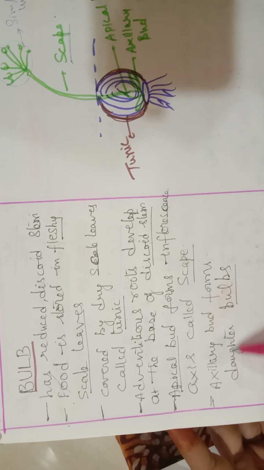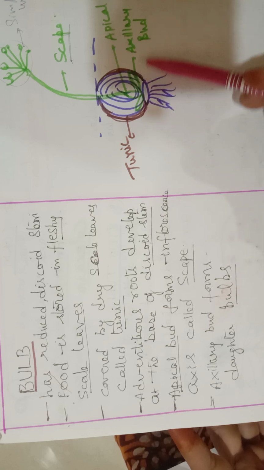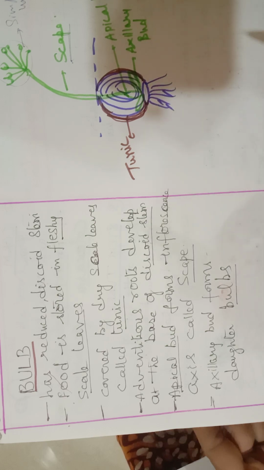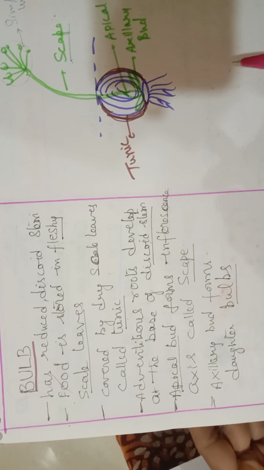Now, axillary bud here will give rise to the daughter bulbs. That means it is helping in vegetative propagation. So with this we conclude the underground stem modifications. I hope it is very clear.